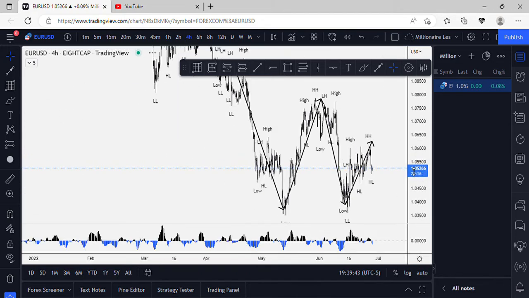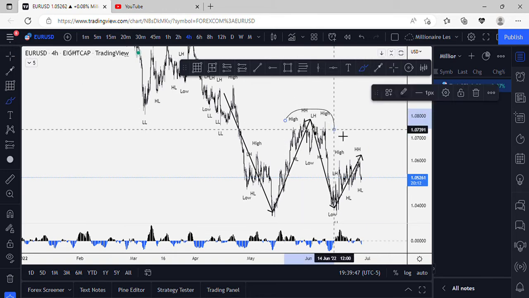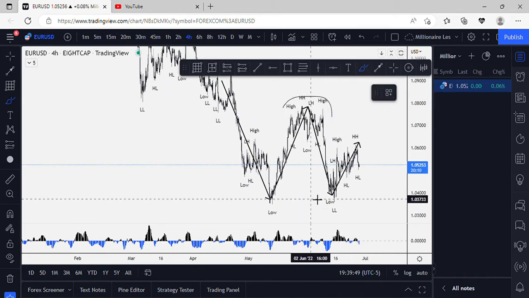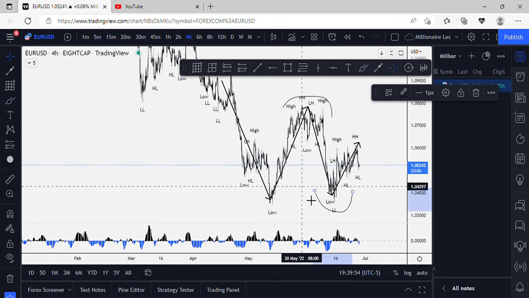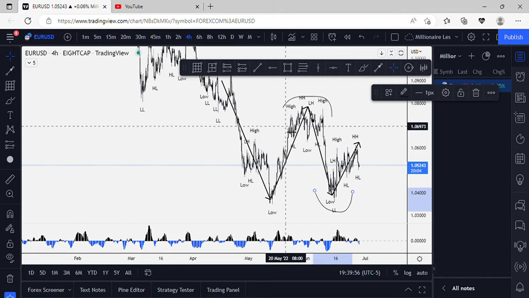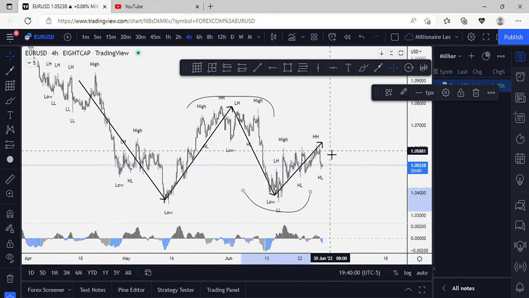I'm tripping. I have my swing points, right? I got my swing high. Got my swing low. As long as price does not break below this low and break above this high, all this is considered is a pullback.